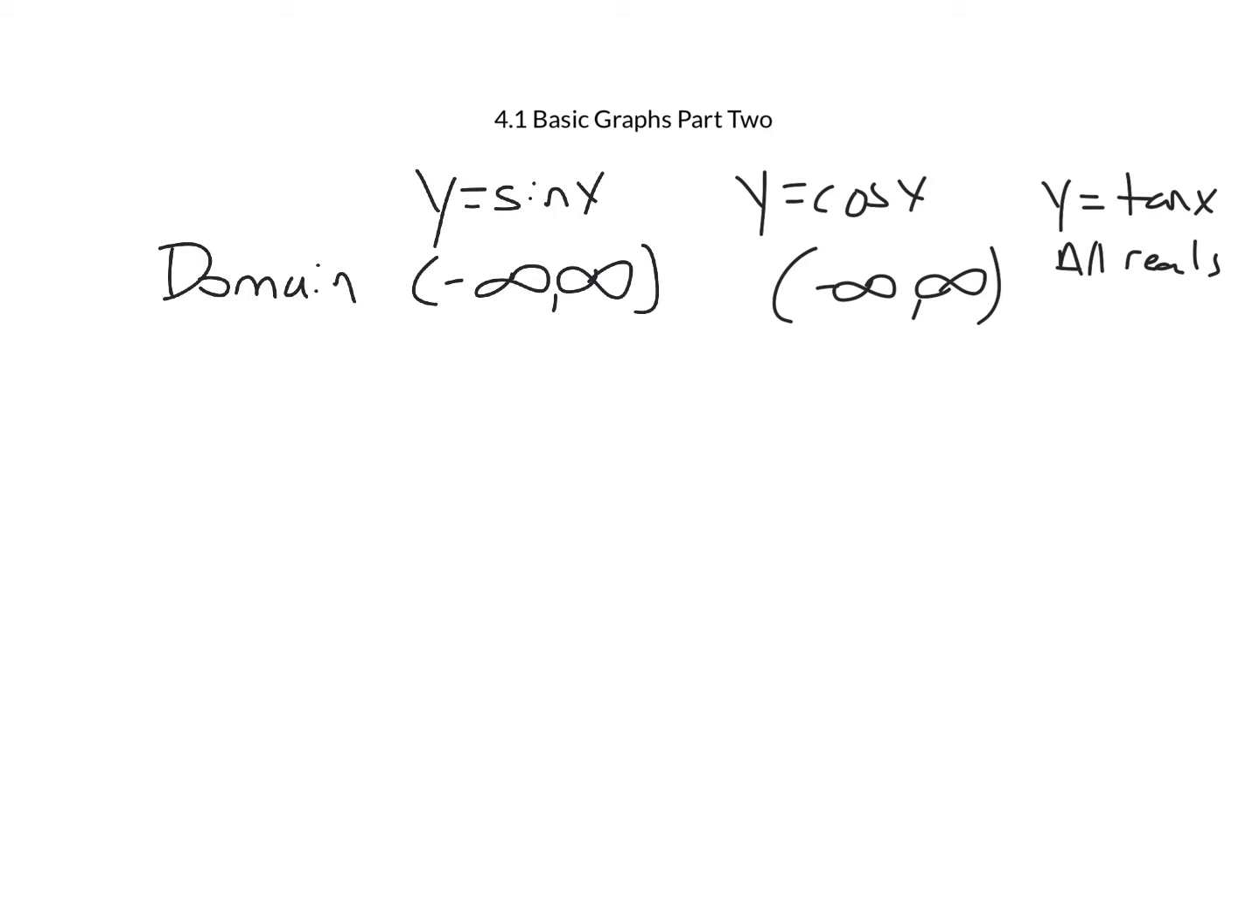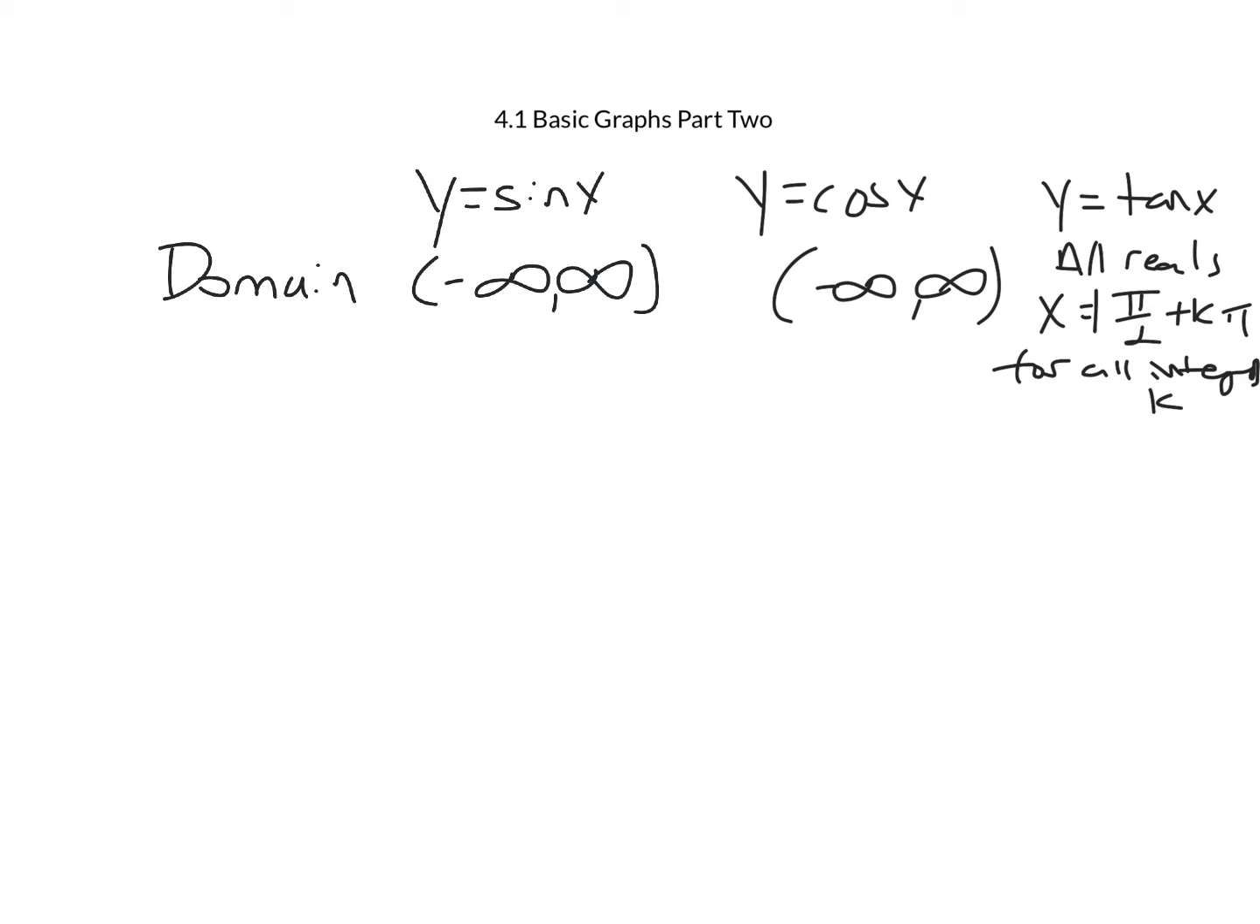So it's all reals when x is not pi over 2 plus k pi for all integers k. Okay? Meaning every pi over 2, because that's whenever pi over 2, 3 pi over 2, every time we hit those two values on your unit circle, it's going to be undefined because your denominator is 0.